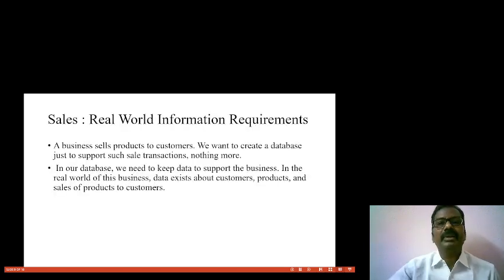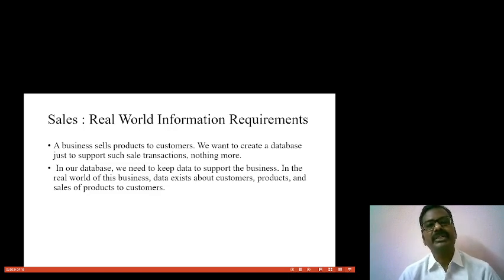Next, real world information requirements. Let us focus our discussion further on the real world information requirements. Just now I told you what they are, with two examples: one is the banking example, the second is the medical center or hospital example. Instead of those two, let us consider a sales model, a business model. A business organization sells products to customers, for example Flipkart or Amazon, an e-commerce model. Such organizations sell products to customers.